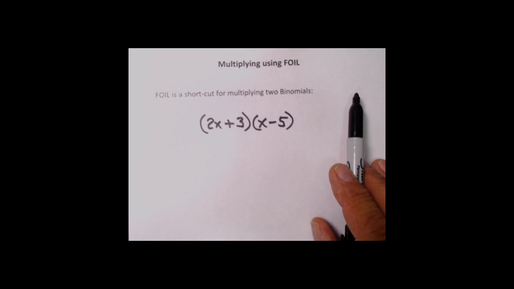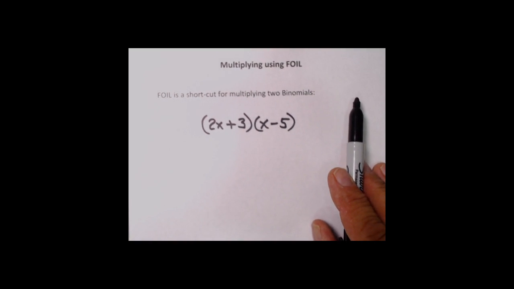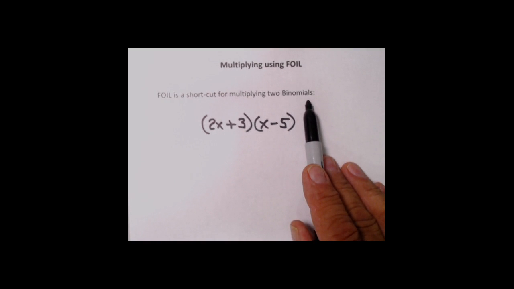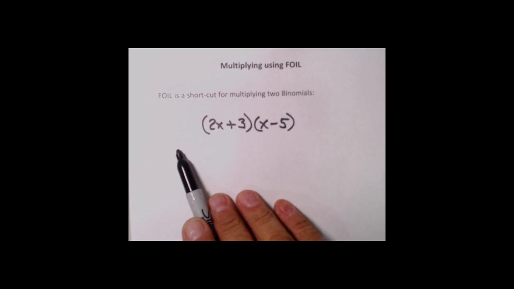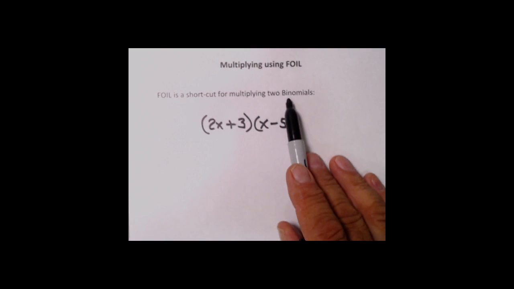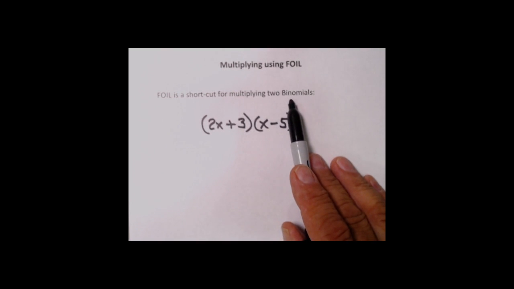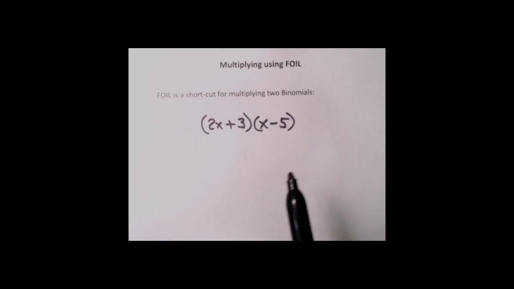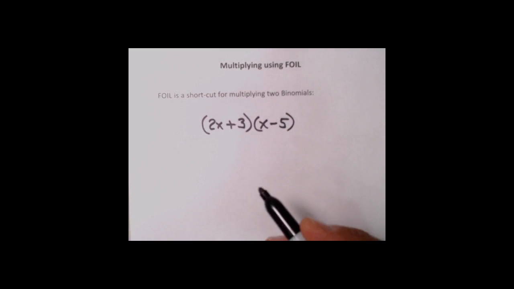Now, it works, first off, let's point out, just when you have two binomials. If you have a monomial, use the distributive law, and if you have any one of them that's longer than a binomial, like a trinomial, then you've got to use either vertical multiplication or the box method. But here we go. This works real nice for two binomials.